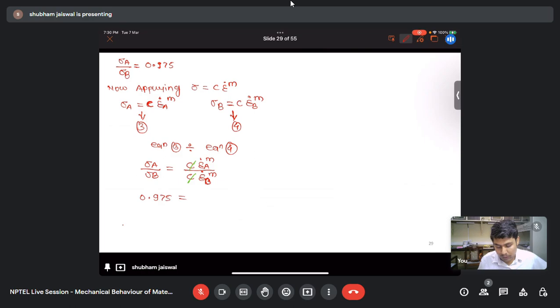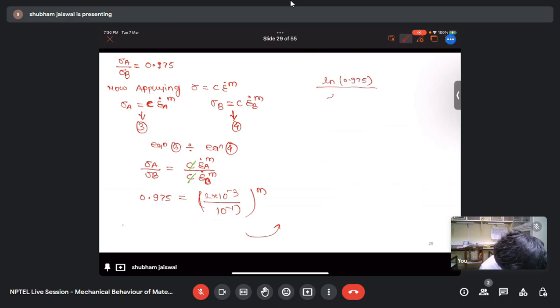That is 0.975 equal to 2 into 10 to the power minus 3 divided by 10 to the power minus 1, to the power m. So if I take a log on both sides, what will I get? ln 0.975 divided by ln of 2 into 10 to the power minus 2 equal to m.